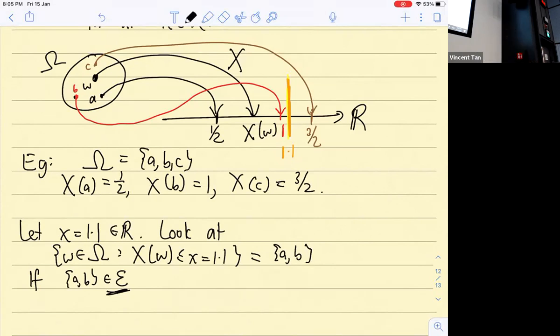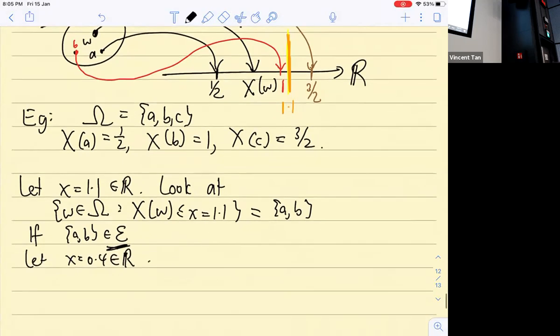Let me do one more x. Let x equal 0.4. This is certainly a real number. Then let's look at the set of omega in Omega such that X(omega) is less than or equal to x = 0.4. Now, it is not difficult to check that this is equal to the empty set.